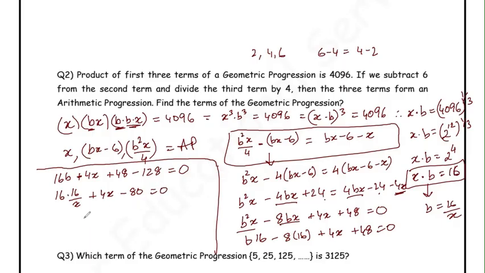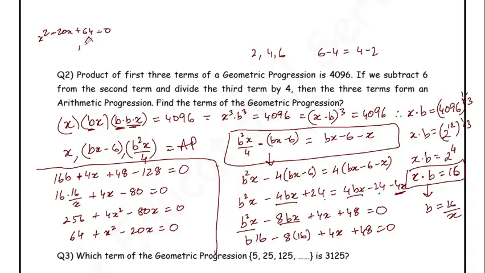Now we'll multiply throughout by x. So we get 256 plus 4x squared minus 80x. Now we know that all of these are multiples of 4. So we'll divide by 4. So 64 we get here, we get x squared here, and we get 20x here. And when you solve this quadratic equation, x squared minus 20x plus 64 equal to 0, it gives you 16 and 4, minus and minus. And so my value of x is either 4 or x is equal to 16.